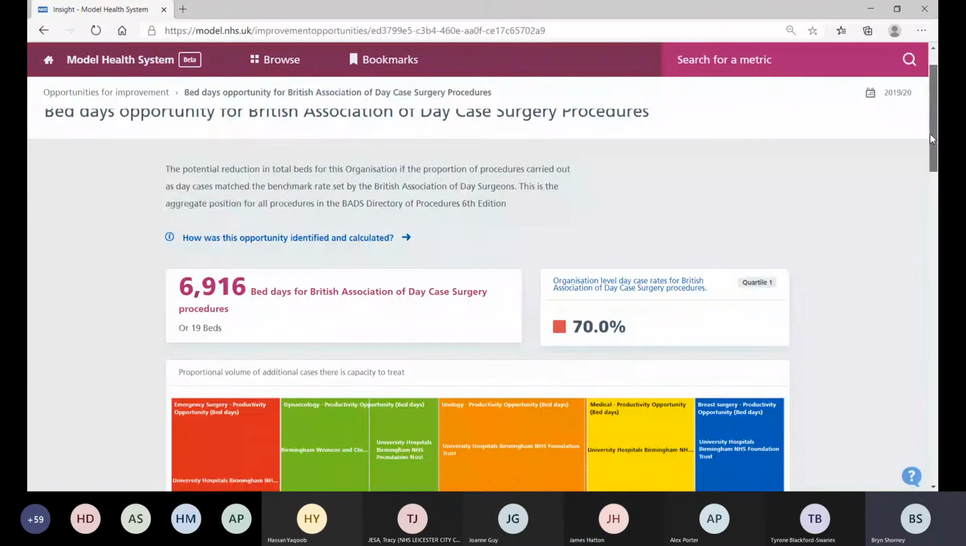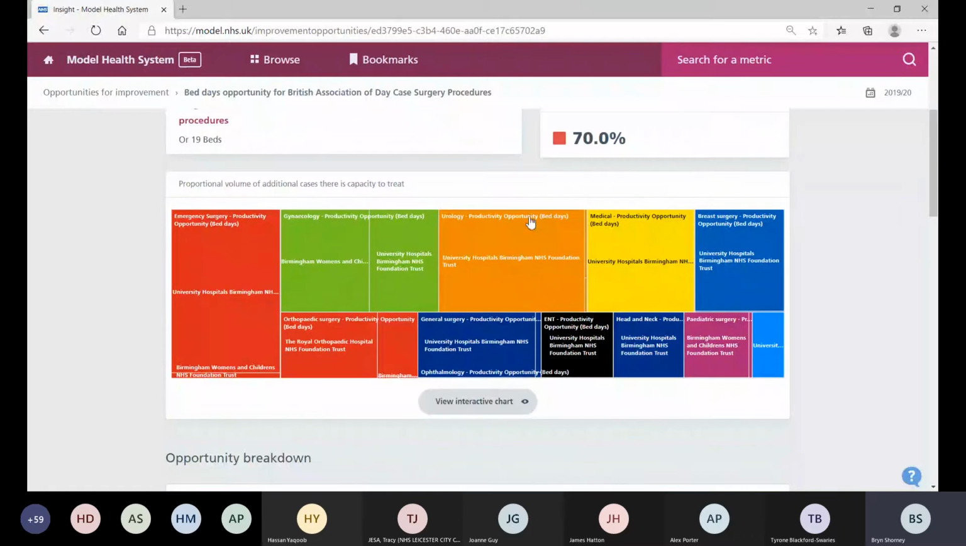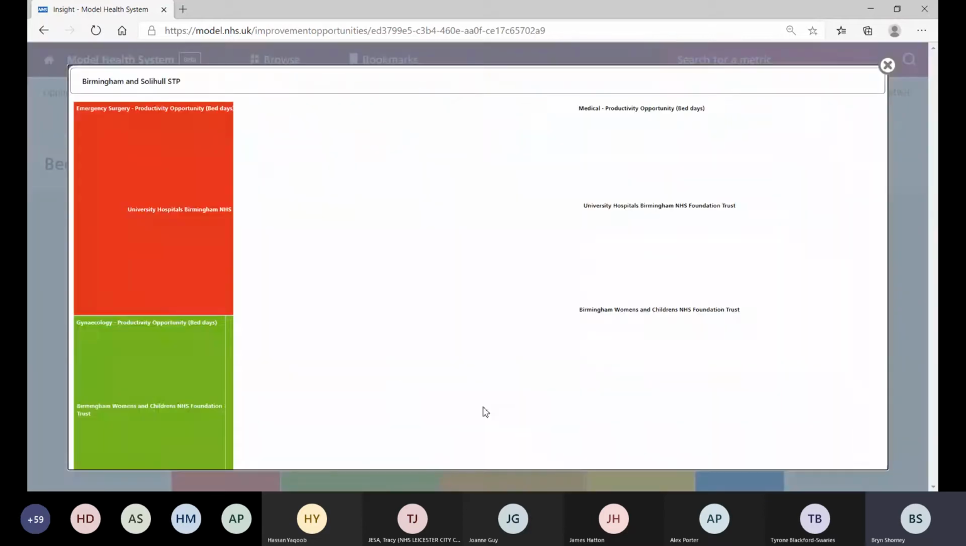Great. So we've got a tree map here, but I won't dwell on this. This is one of the areas that's being tidied up, but it's just breaking that opportunity down by the different specialties.